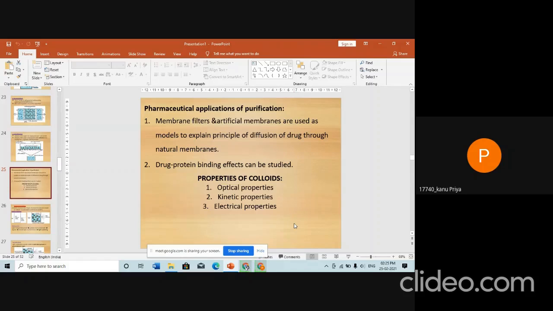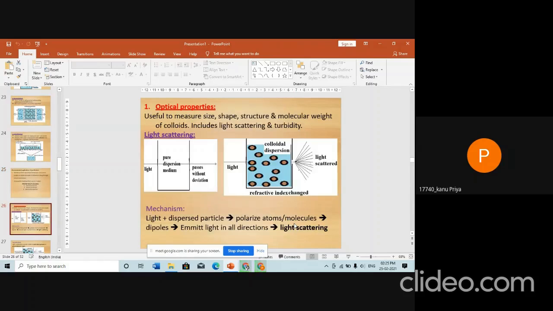So first we study optical properties. Optical properties means interaction with light. It is useful to measure the size, shape, structure, and molecular weight of colloids, and includes light scattering and turbidity. Then we see a diagram.